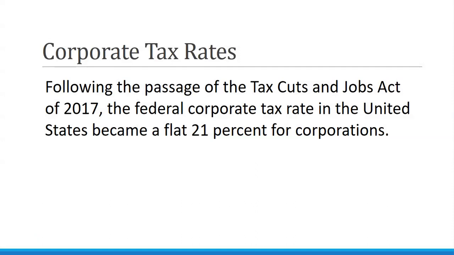Corporate tax rates. Following the passage of the Tax Cuts and Jobs Act in 2017, the federal corporate tax rate in the United States became a flat 21% for corporations. So for the time being, we have a 21% flat tax rate for corporations. This, of course, is subject to change if at any time we pass a new tax bill that would require a change of tax rate.